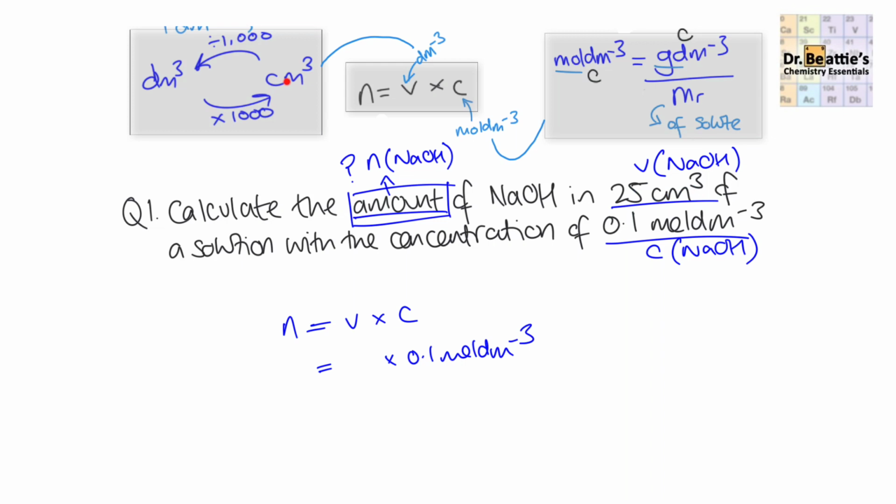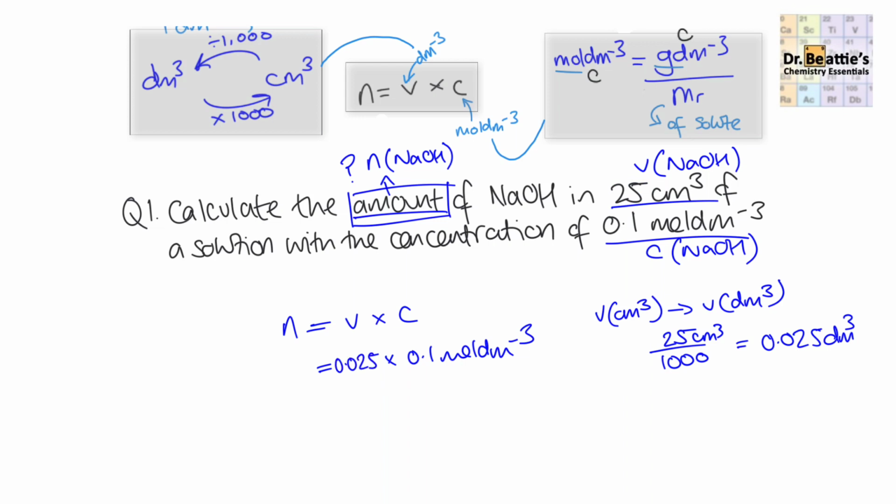So if we've got centimeters cubed, we need to get into decimeters cubed. We've got to divide by 1,000. So 25 divided by 1,000 is 0.025 decimeters cubed. And so now we have the correct units to put into this calculation here. Simple multiplication gives 0.0025 moles.